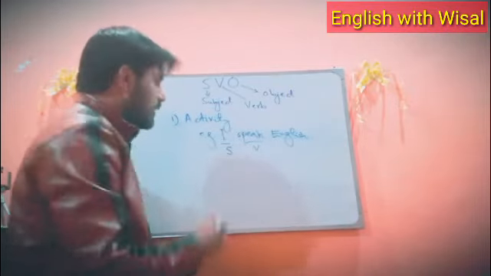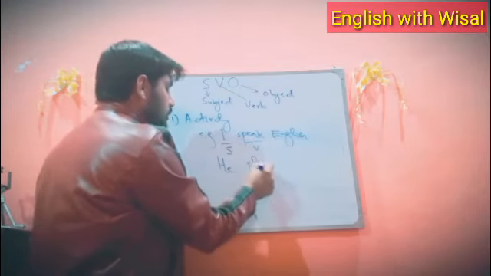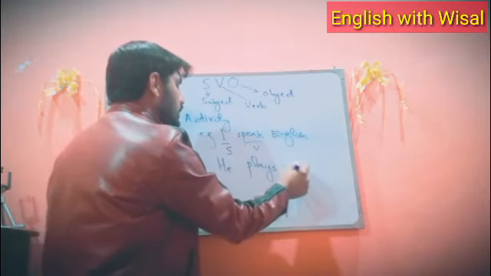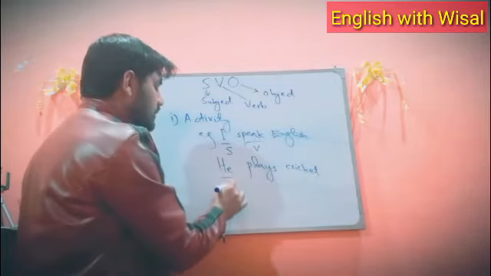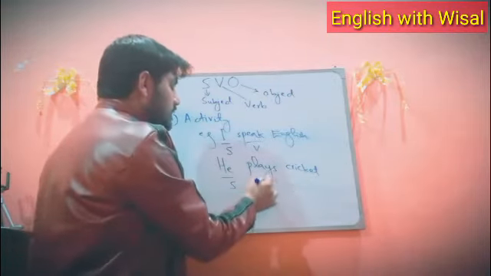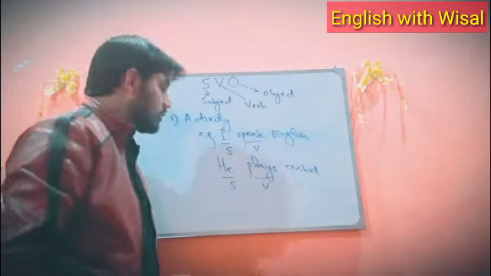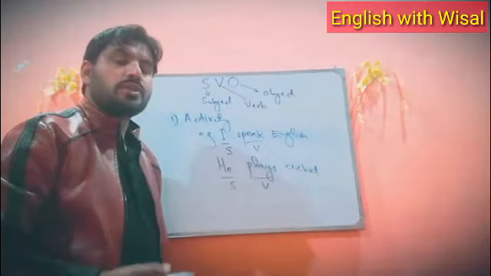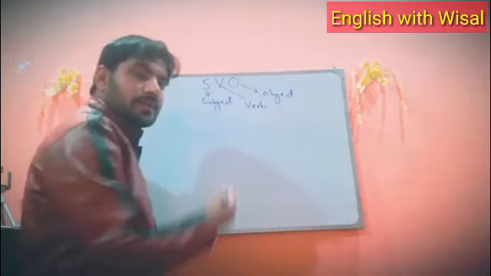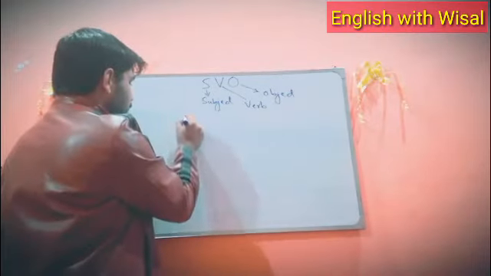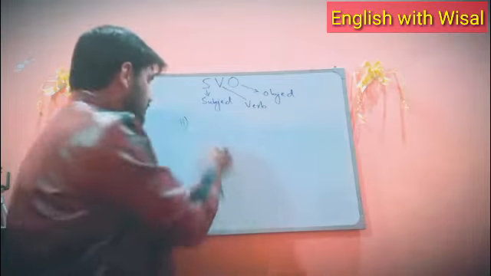Let's see another example. He plays cricket. So in this sentence you see that he is the subject and plays is the verb because it describes an activity. So verb is a word which expresses an activity. Now let's come to another point. The second point is that verb is a word which shows us the state of the subject.